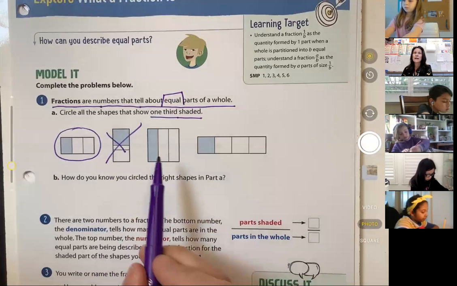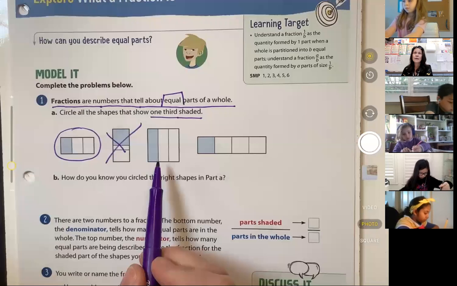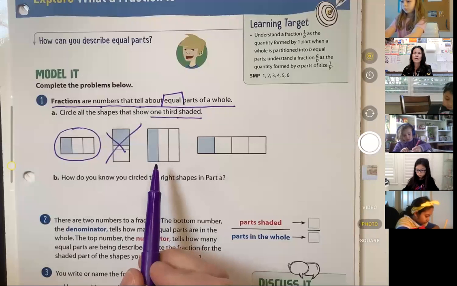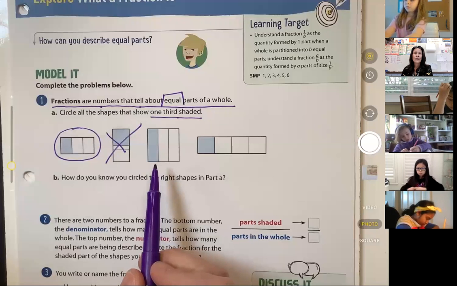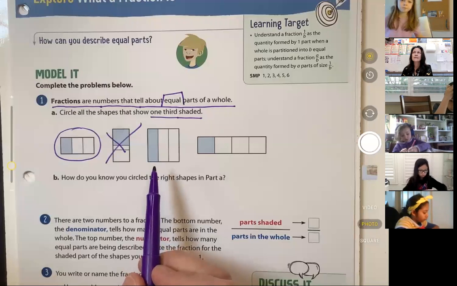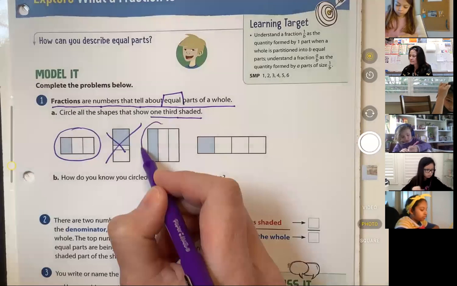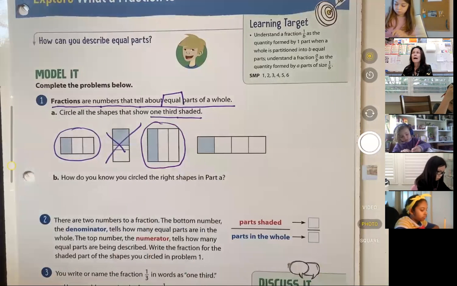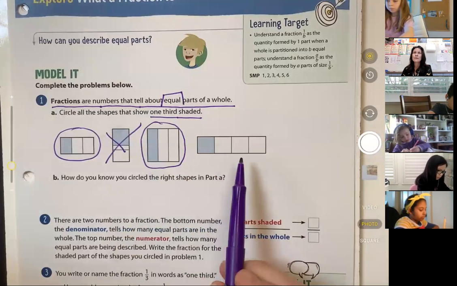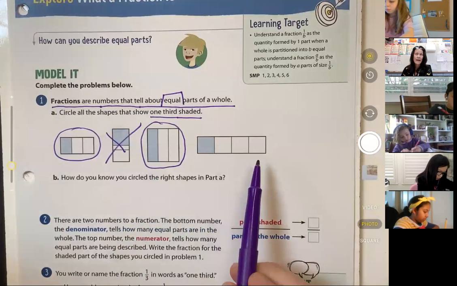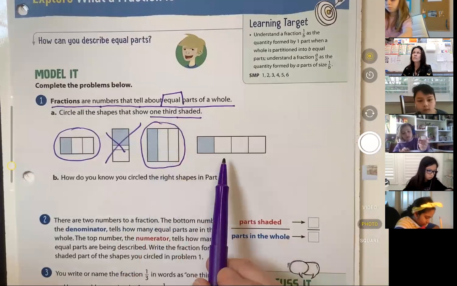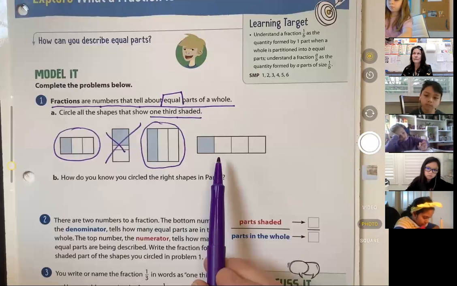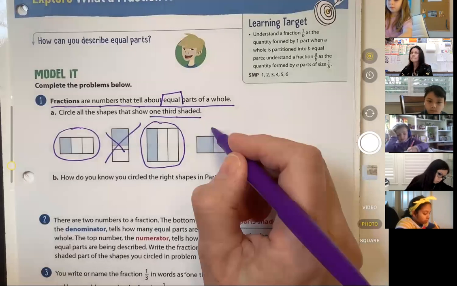I'm going to move on to the next shape. Is this shape fractioned into 3 parts? Yes, it is. Is it fractioned into 3 equal parts? Yes, it is. I'm going to take a look at this fourth shape. My first question is, is it fractioned into 3 equal parts? No. It's fractioned into 4.